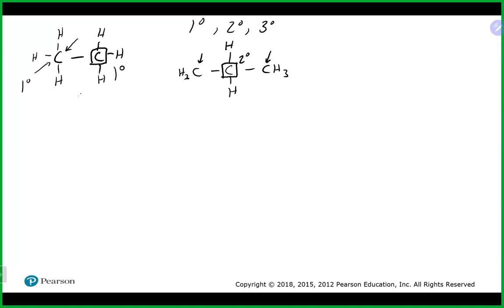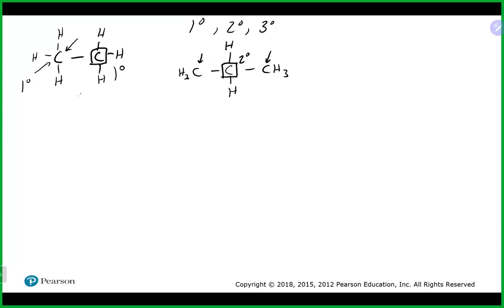I just did that to save space, to be honest with you. I didn't feel like drawing out the hydrogens, but you could draw out the hydrogens. Obviously, the hydrogens there on the outside are all connected to the carbon. So in this case, it's a secondary.